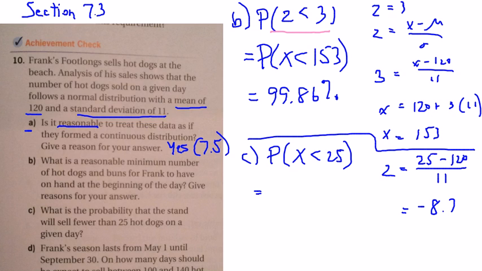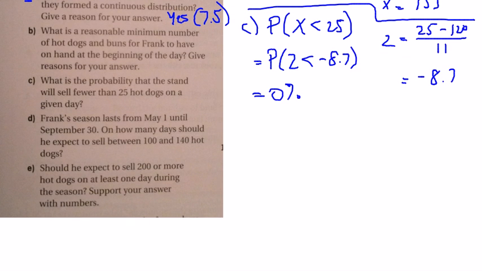The z-score table only goes to negative 3. So if I found out the probability that z is less than negative 8.7, the table just laughs at us and says, yeah, that's 0%. Okay, the probability that he would sell that few on a given day is ostensibly 0.